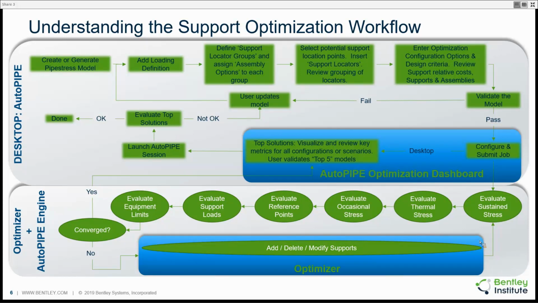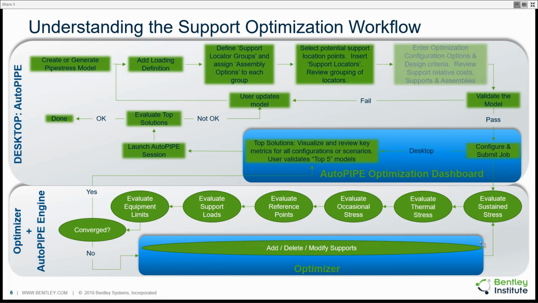The user first creates a pipe stress model either manually or through import, and then defines the loading definition in the model. Support locator groups need to be defined, which requires the user to make sure the supports and the support assemblies are correct for their specific model and needs. Once the support locator groups are defined, the user must insert the support locators along the piping model and assign each one to a support locator group. So just going through those steps.